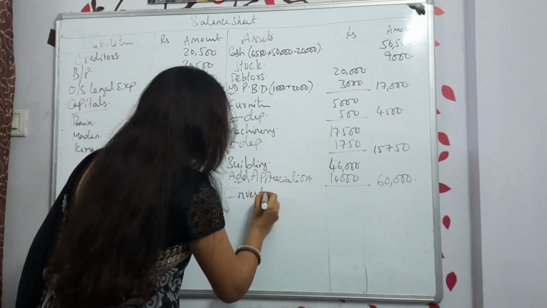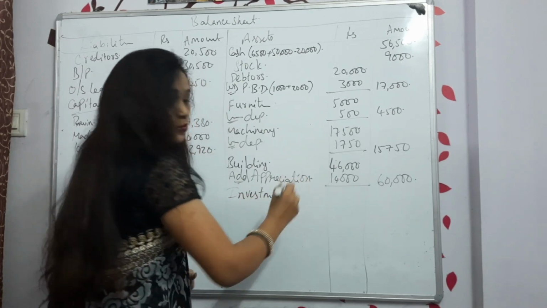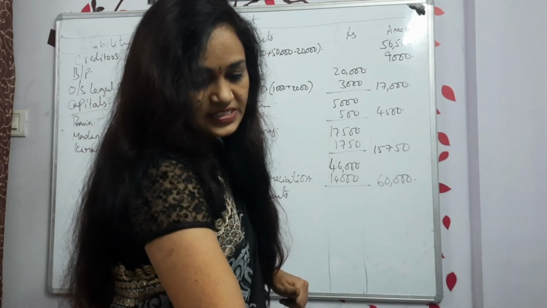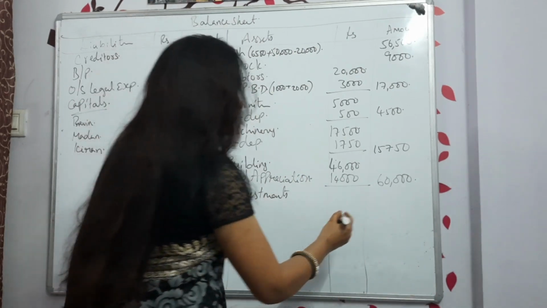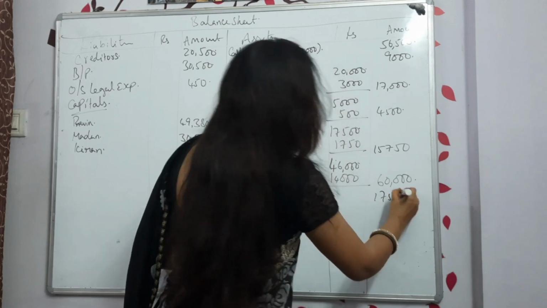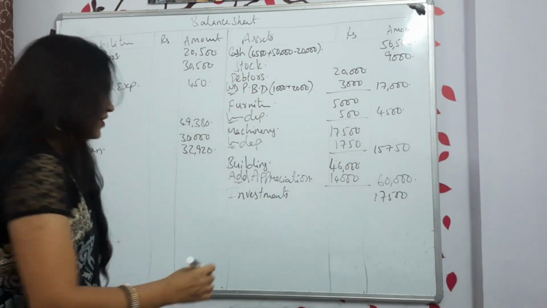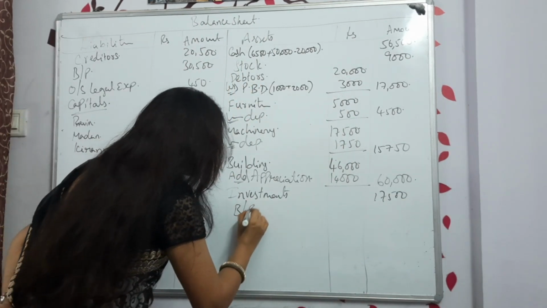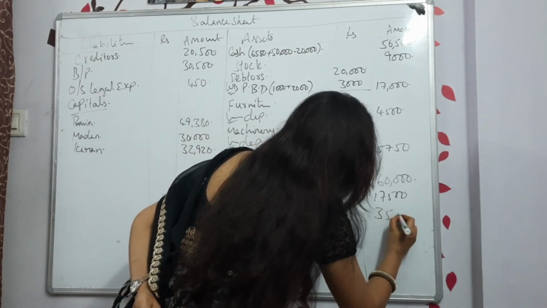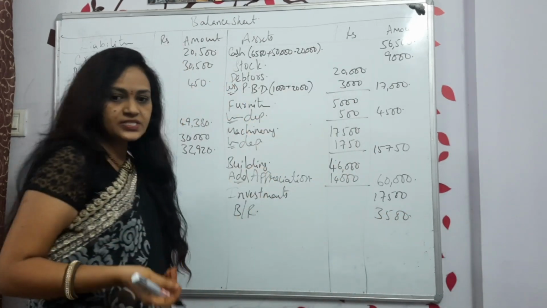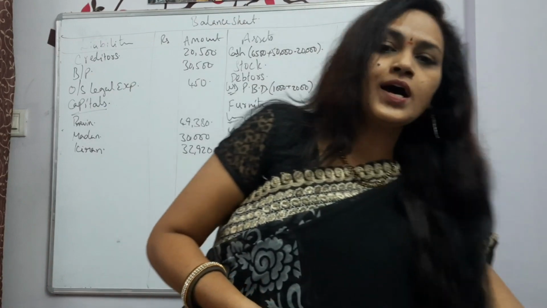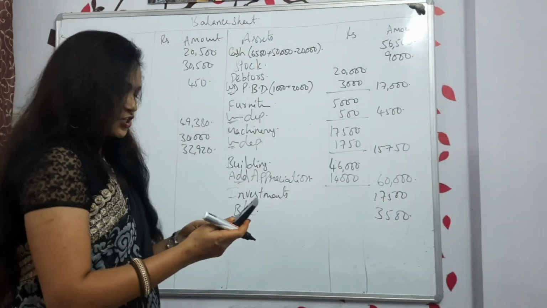Now, next, investments. What is the amount of investments? It's given 17,500. Next, bills receivable, we have 3,500. Now, let's do the total. If it is tallied, yes, we have done correctly, or else we missed something somewhere. Let us check it out.